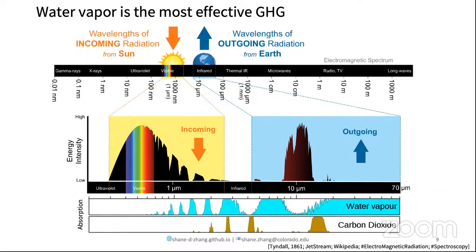At the bottom here shows the absorption of light from water vapor and also from carbon dioxide. These dips in the outgoing energy from the Earth correspond to the absorption by water vapor. And because water vapor can absorb energy in more different wavelengths and in a larger fraction, it is more effective at absorbing energy emitted by the Earth, and hence a more effective greenhouse gas.